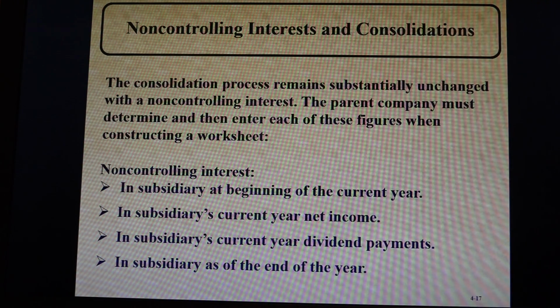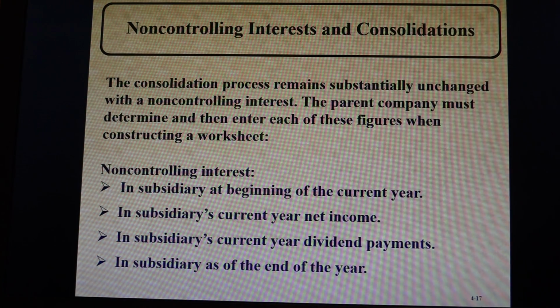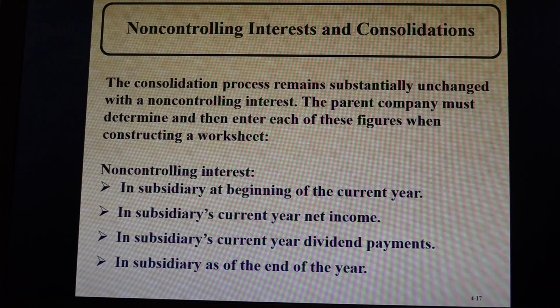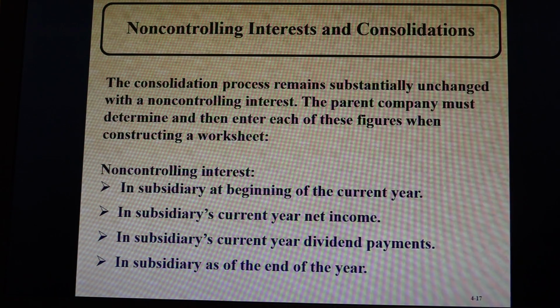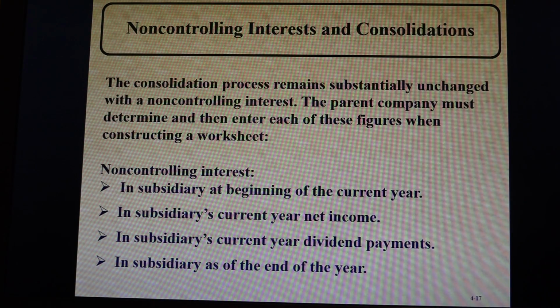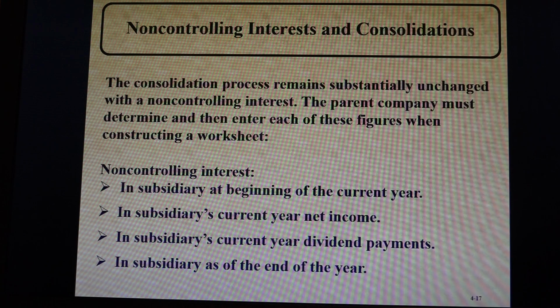All right, so when you have a non-controlling interest, you have to do everything that we talked about before in Chapter 3, the SADI entries. Plus, you have to add these figures to your worksheet for the non-controlling interest. So you're going to create another column for the non-controlling interest, much like you have in Exhibit 4.6 on page 161.